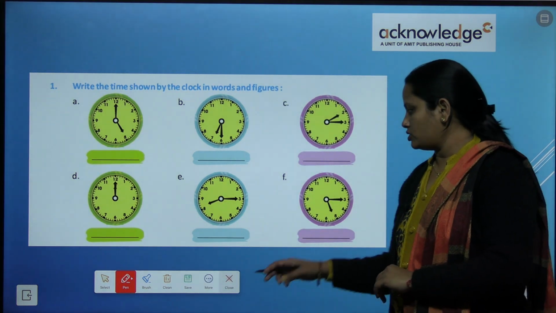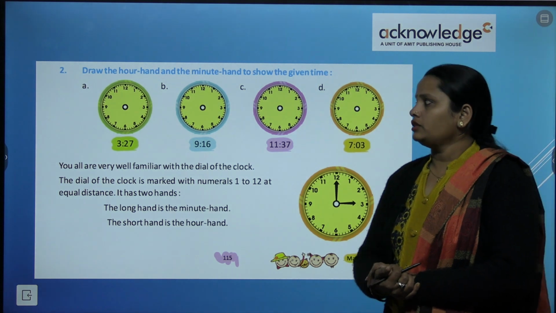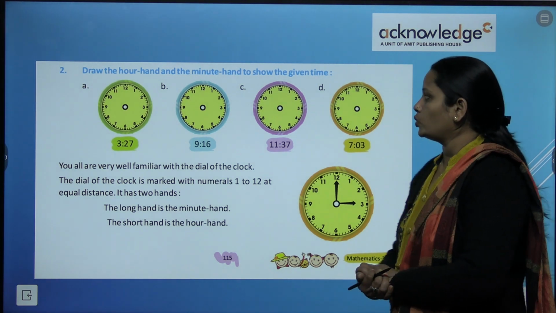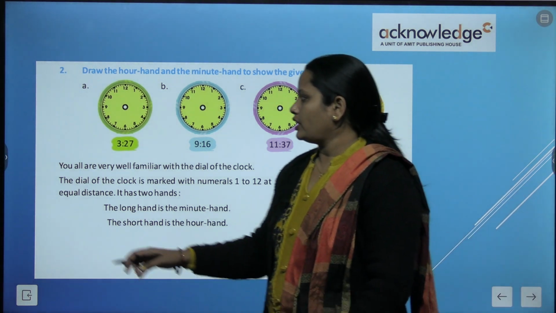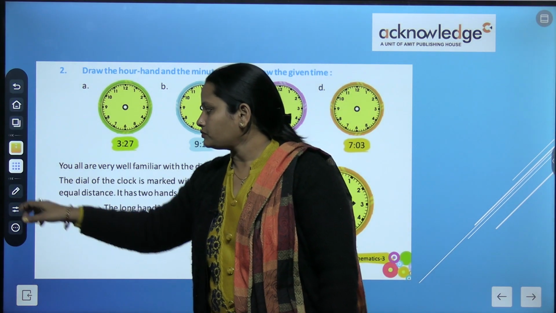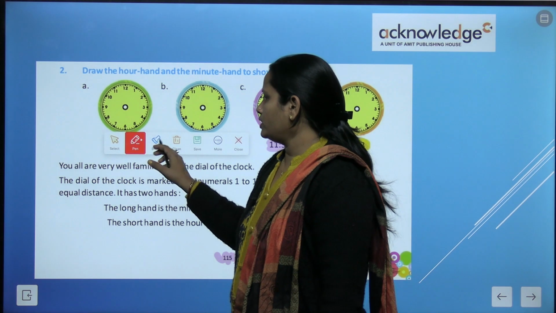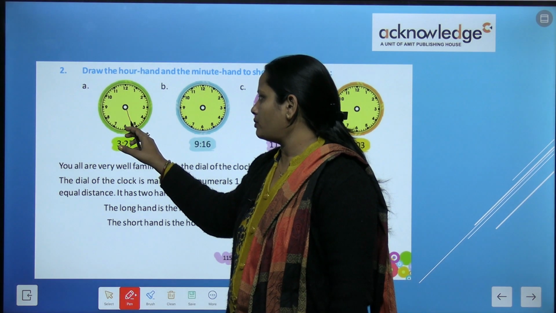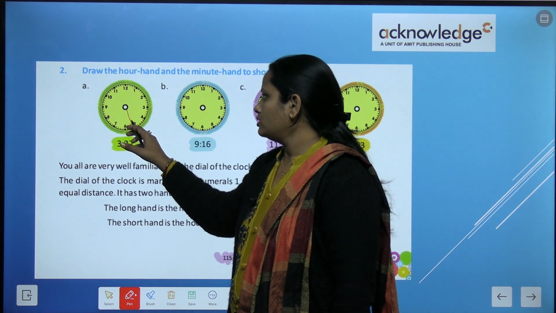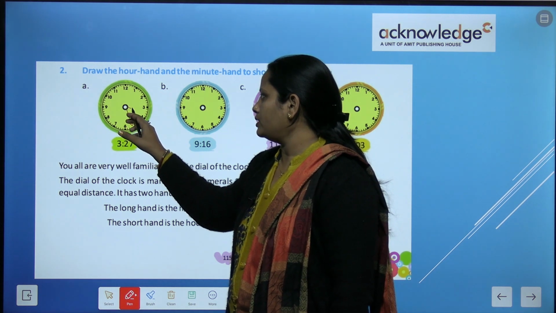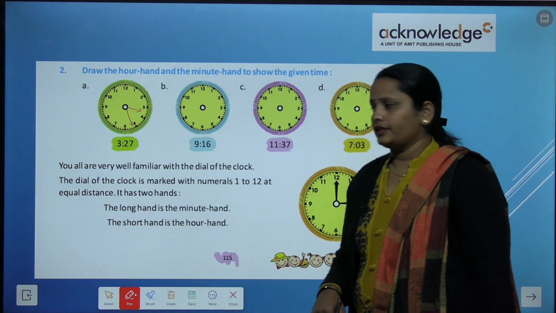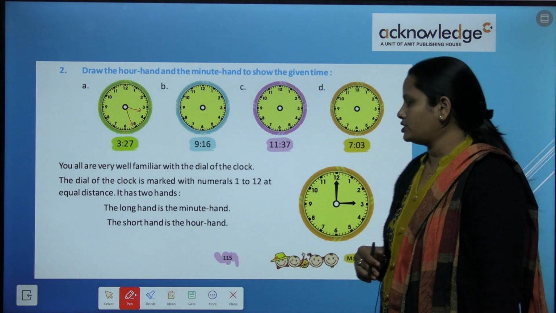Similarly, do the rest of the questions. Now draw the hour hand and the minute hand and show the given time. So we have to show the given time. So it is 3:27. So 27 means the bigger hand will be here and the smaller hand will be here. Clear? Like this. Do the rest of the questions.